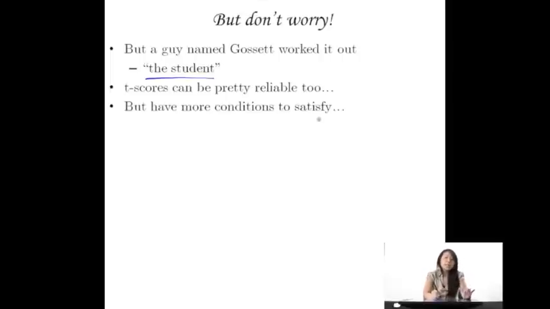They have a few more conditions to satisfy, and the biggest condition that you'll have to know is about degrees of freedom. Because for each degree of freedom, so degrees of freedom of 2, degrees of freedom of 3, of 4, of 5, and so on and so forth, there is a slightly different T distribution that goes along with it.